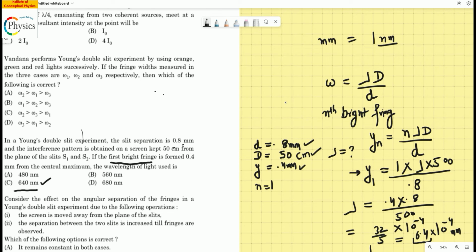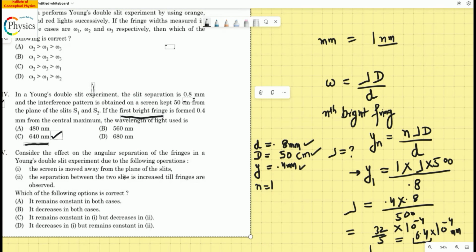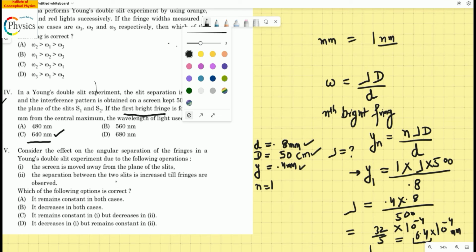All right, let's move to the next one, which is the question on the angular separation of the fringe. So I'm doing the fifth one now, the last part. And mind you, I'm just doing it slowly so that you understand it. I can solve this in 2 sentences, but I'm going step by step. First I explain, then I solve.